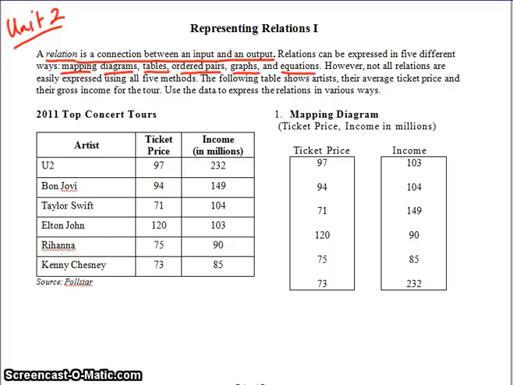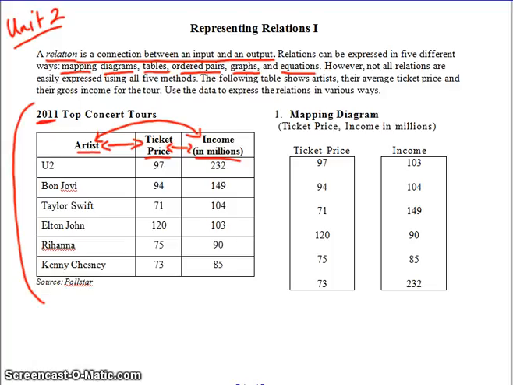The following table shows artists, their average ticket price, and their gross income. So here's a table right here. It shows the artist, U2, Bon Jovi, Taylor Swift, the ticket price for their concert, this is 2011, and how much they made in millions of dollars. We're going to show these relations, whether the relation be artist to their ticket price, or the artist to the income in millions they made, or maybe even ticket price to the income. There are different relations that we have here.